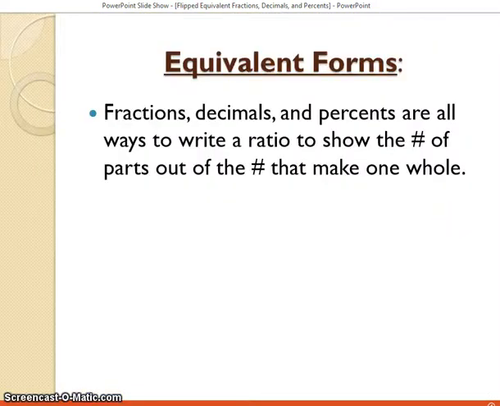Fractions, decimals, and percents are all ways to write a ratio to show the number of parts out of the number that make one whole. You may have gotten a worksheet back that said you got a 9 out of 10. That meant you got 9 questions out of the 10 right. It described how many parts you had out of how many made the whole worksheet. You may have said, oh, that's a 90%. That's another way of looking at your grade. 90 parts out of 100 would have been correct.